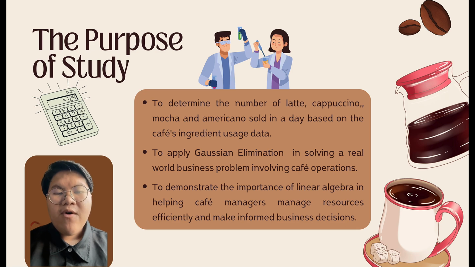Cafe operations involve multiple variables like espresso shots, milk, sugar, and cups. By structuring these inventory constraints into a system of linear equations, we can use this algebraic method to solve the daily sales puzzle. Lastly, our third objective: we want to demonstrate just how crucial linear algebra is to everyday business decisions. The study shows that it isn't just abstract theory, it is a practical tool that helps cafe managers monitor their resources efficiently, eliminate waste, and make smarter data-driven operational choices.